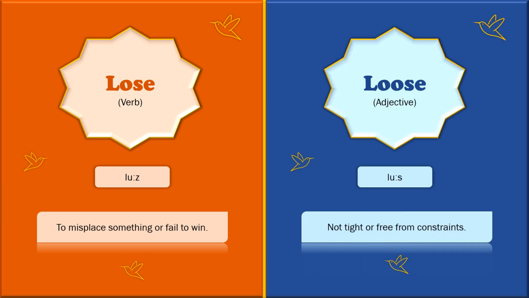Lose and loose. First, lose is a verb that means to misplace something or fail to win, such as I don't want to lose my keys, or our team might lose the game. On the other hand, loose is an adjective that means not tight or free from constraints, like my shoes are too loose, or the rope is loose. Remember, lose is about loss or defeat, while loose is about something not being tight.